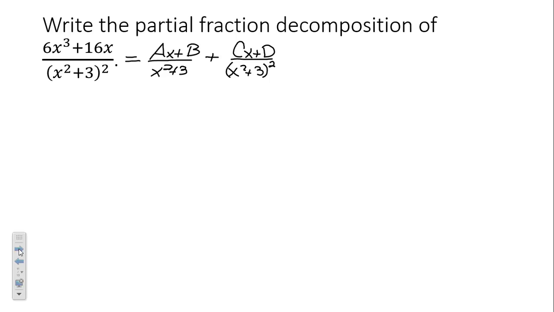to clear the denominators. So the easy part is to say 6x cubed plus 16x will be equal to, if we're multiplying by the x squared plus 3 quantity squared, we cancel one and we'll have ax plus b times the other one. If we multiply by x squared plus 3 quantity squared, we just get cx plus d. Are there easy numbers to pick out this time?